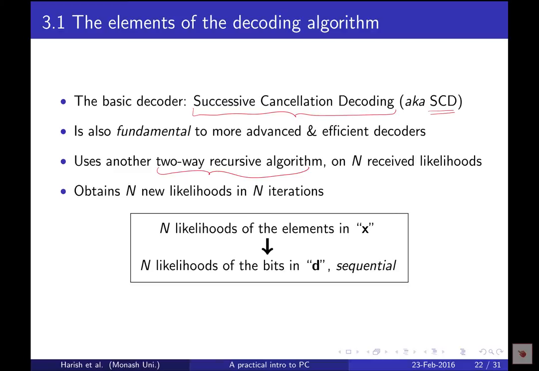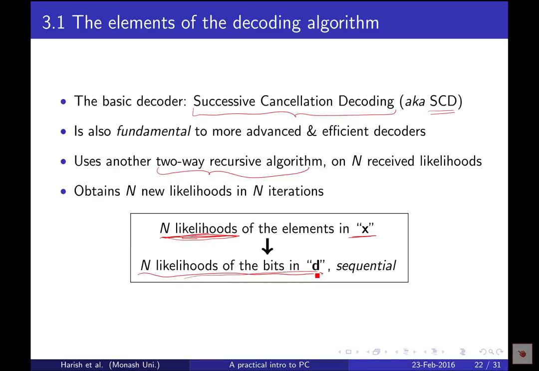It takes n likelihoods as an input, which are essentially the likelihoods of the received symbols as they are. So n bits are transmitted over the channel. We have received the noisy versions of those n bits, and now we have n likelihoods as the input to this decoder. Likelihoods are directly computed from the received symbols. Those likelihoods are transformed into n other likelihoods of the message bits in D, basically.